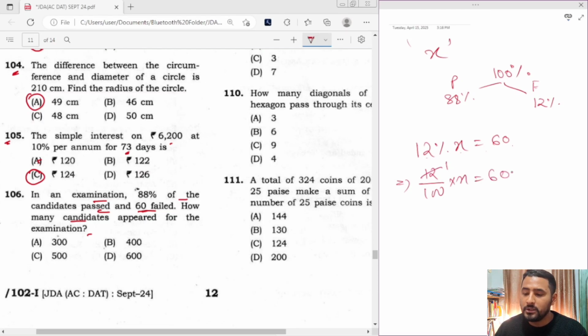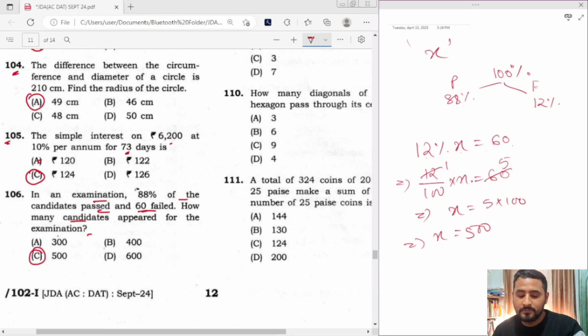You cancel: 12 1s are 12, 12 5s are 60. I'm doing it directly. x equal to, bring this 100 to the other side, will be 5 into 100. So the answer will be x equal to 500. So how many total students appeared? 500. Option C will be the correct answer.